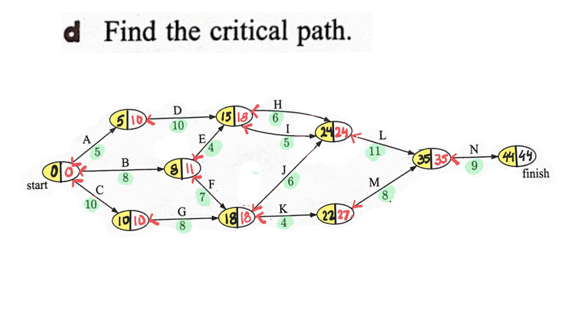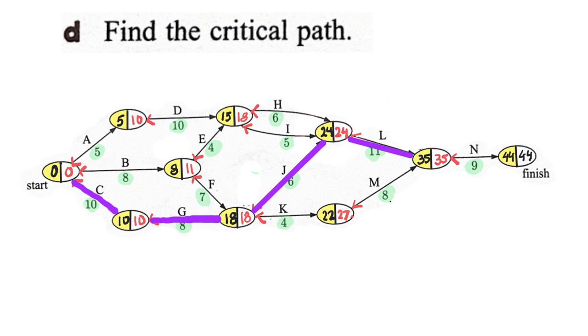And the critical path will be the one where the backward scan and the forward scan are exactly the same. 10, 10, 18, 18, 24, 24, and then we head to 35.